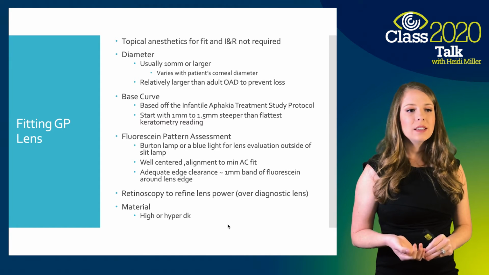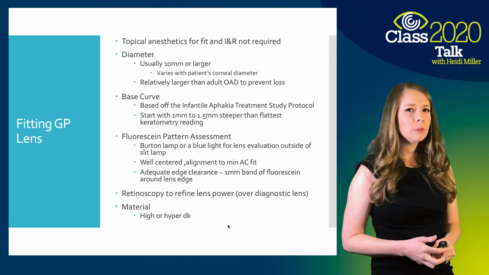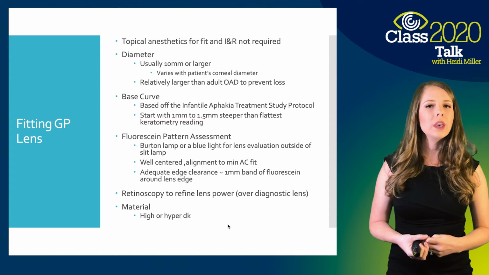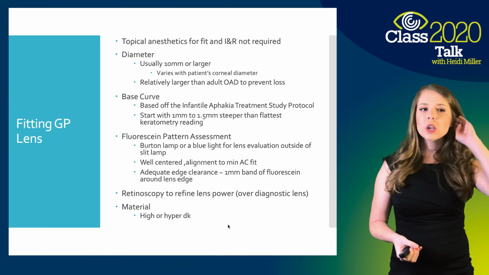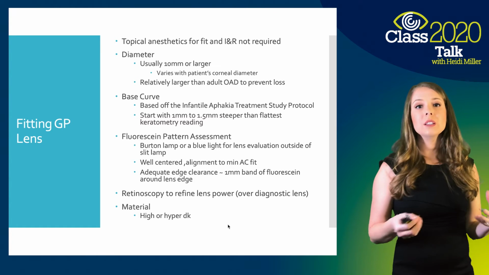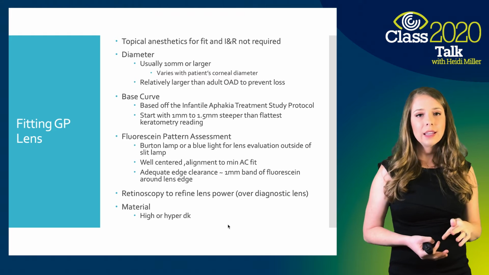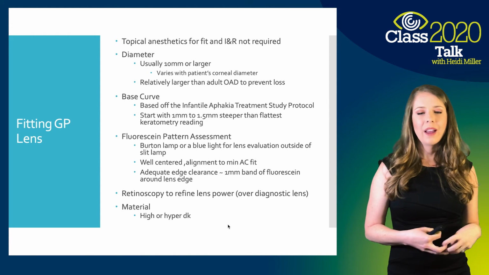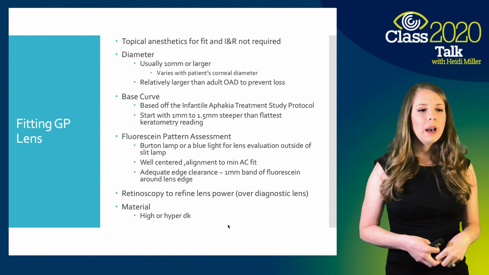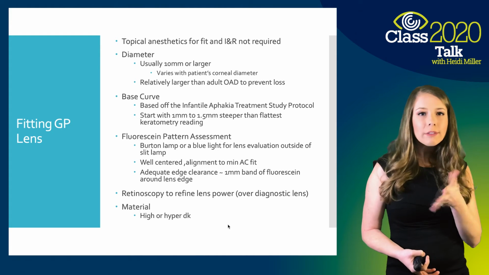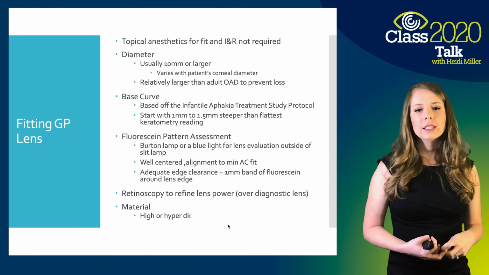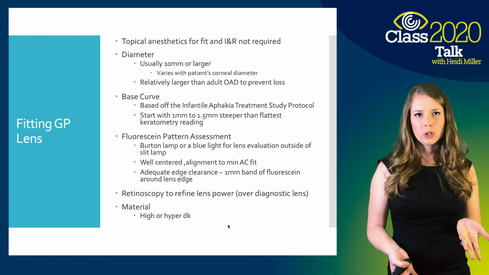Diameter of GP lenses, usually it's going to be around 10 millimeters or larger. And the reason why we go a little bit larger than we would for maybe an adult GP lens is that we're trying to prevent lens loss. So if it's a little bit larger, it'll tuck in underneath the lids and prevent it from falling out. But that's going to vary depending on the patient's corneal diameter. So I say roughly around there, but usually it's going to be maybe 1 or 2 millimeters larger than their corneal diameter.